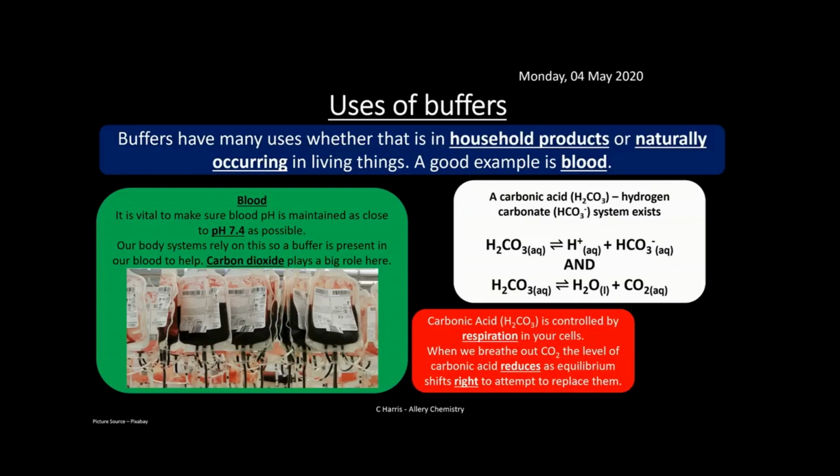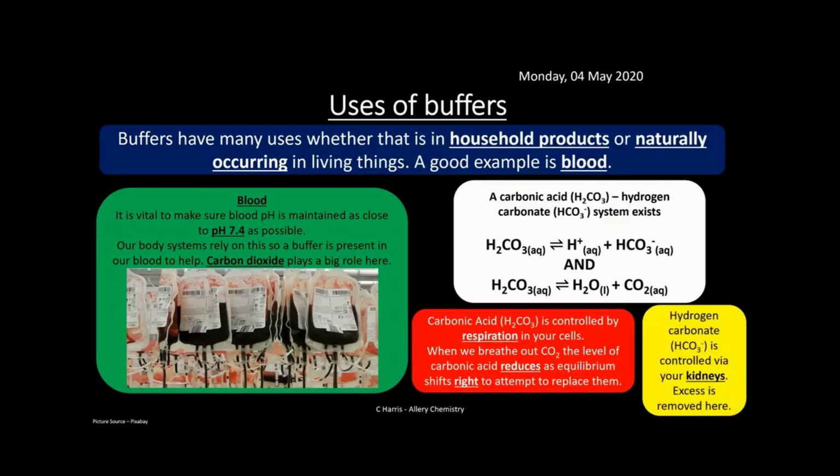Now, the amount of carbonic acid in the blood is controlled by respiration in your cells. So we breathe out carbon dioxide and the level of carbonic acid reduces as equilibrium shifts to the right to replace them. So when we breathe out, we're breathing out some of that carbon dioxide because we've produced it from our cells respiring. That carbon dioxide reduces, and so therefore the equilibrium shifts to the right to replace them. So some of this acid moves across to replace the carbon dioxide that's been lost. So we do need carbon dioxide in our body. We don't have to get rid of all of it.